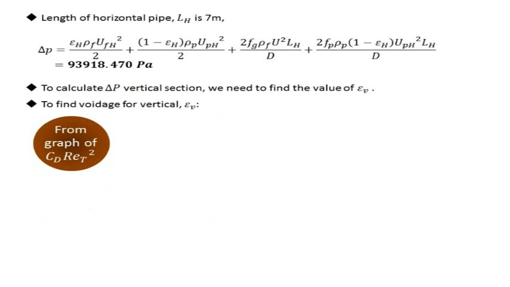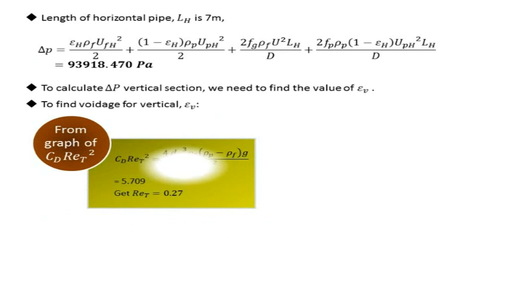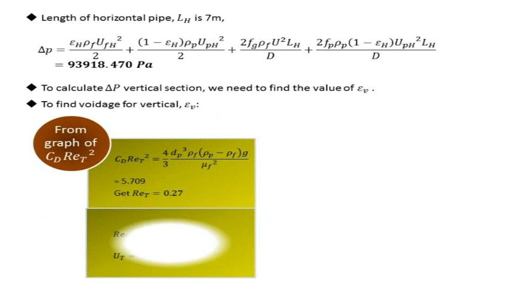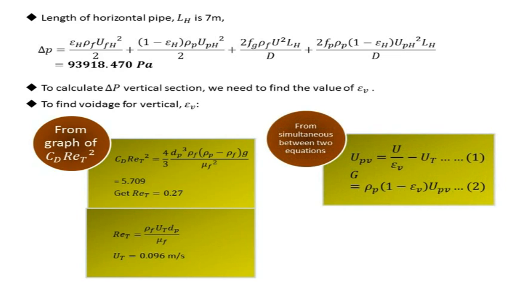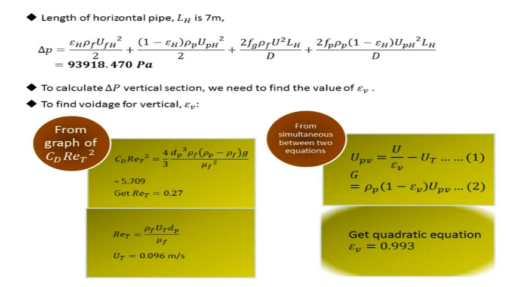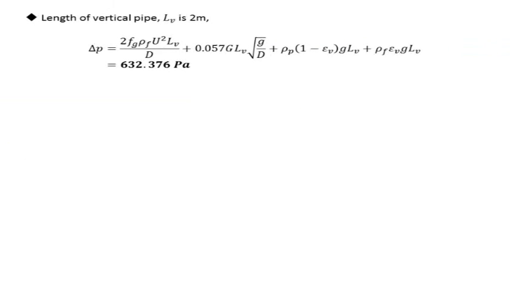So CD·Re_t² is calculated, and we get a terminal Reynolds number equal to 0.27 from the graph. Then the terminal velocity can be determined. From the simultaneous equation between these two equations, we get voidage equal to 0.993. In the vertical section, the pressure drop is 0.63 kPa with a length of 2 meters.